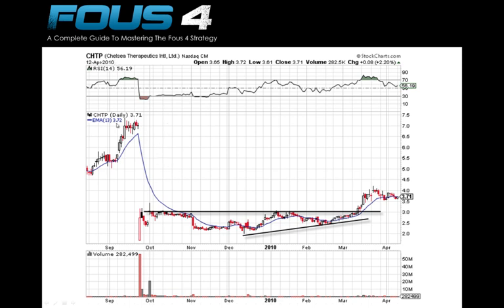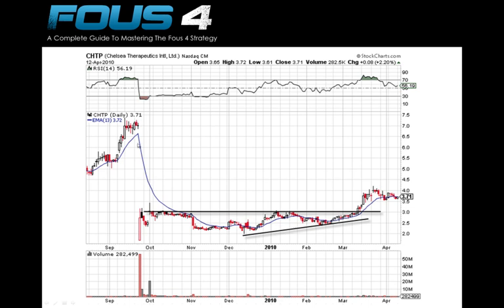This is CHTP. This actually is a biotech stock. So we got this huge gap down in price action. We'll talk about biotech stocks a little bit later in this DVD and just kind of the risks involved. You can see how crappy it would be to be holding the stock at $7 per share. And all of a sudden, next day you wake up and it's opening up about $2 per share.